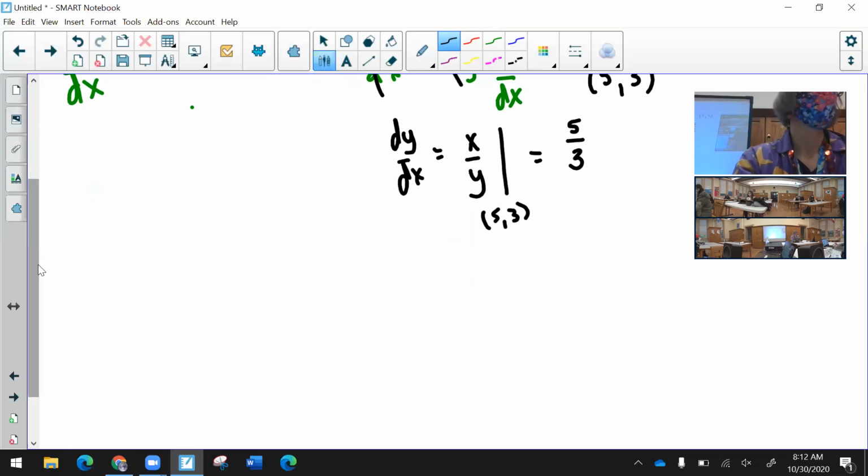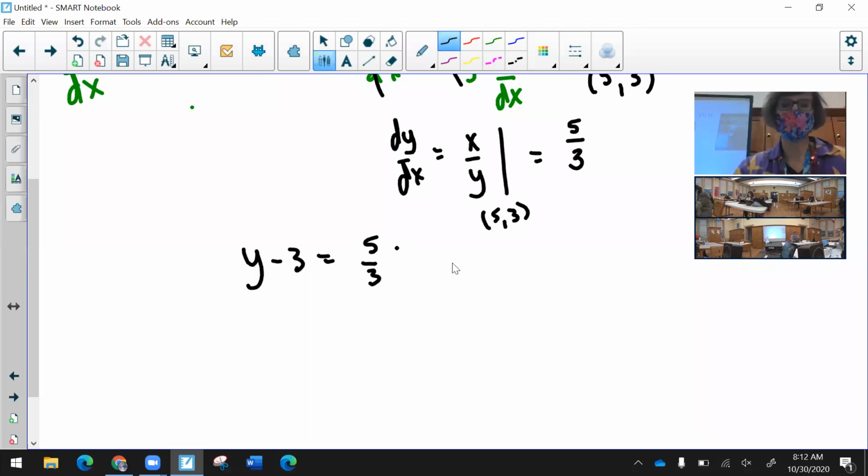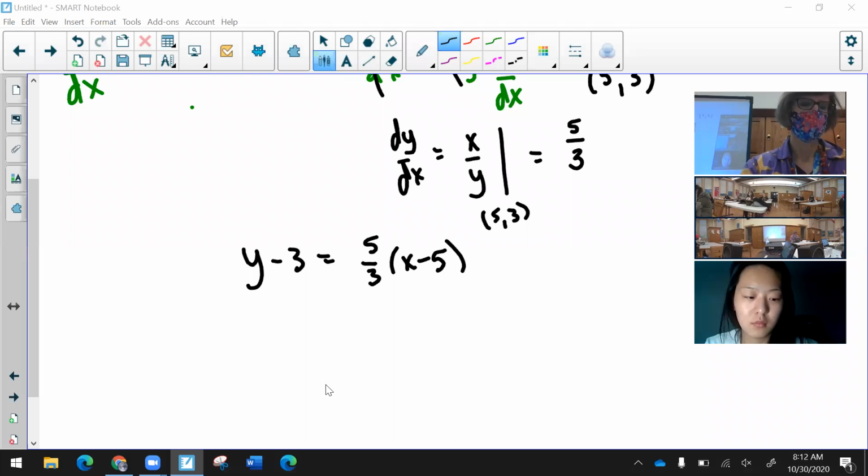And then it's just going to be y minus 3 is equal to 5/3 times x minus 5. And that is here. Okay, and then you can do some math, right? You need to, but that was on me. Sorry. I make mistakes all the time. And there were really only these two checkpoints, right?